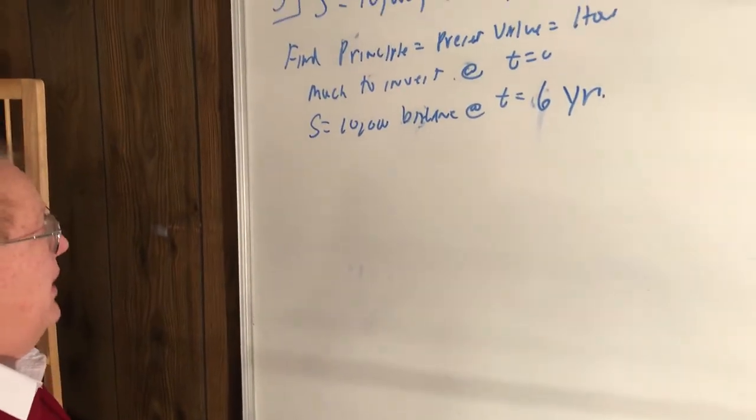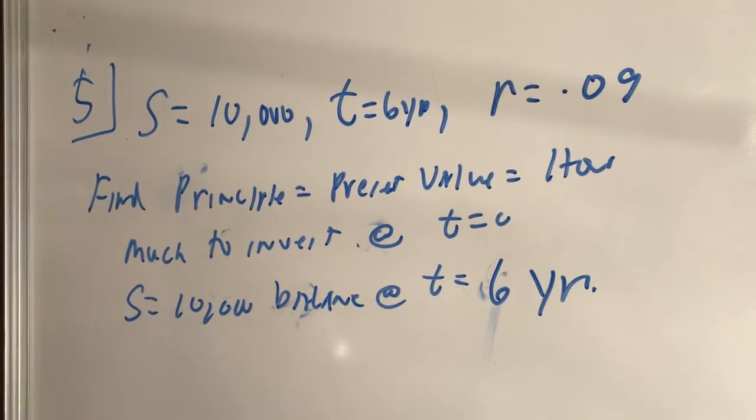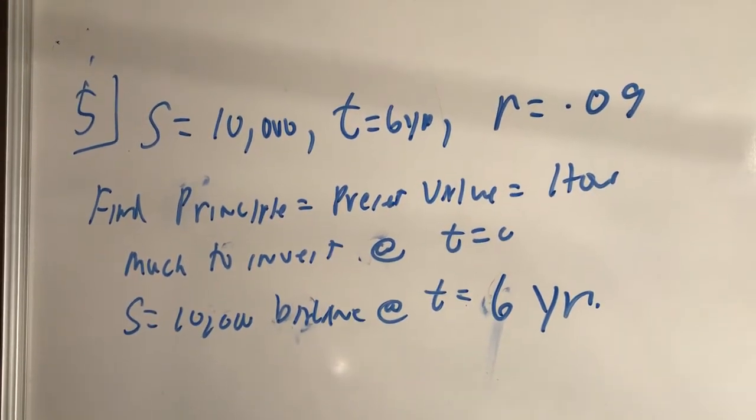All right, we are back. We are on number 5. A lot of you got this wrong. Let's see the characteristics of number 5.